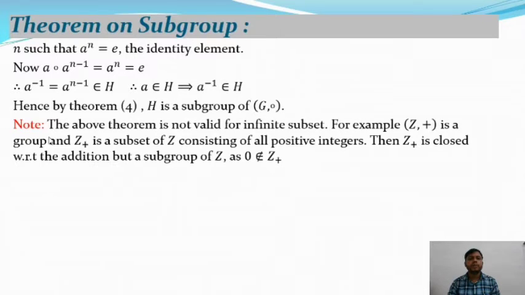So there is a note on the above theorem. The above theorem is not valid for an infinite subset. For example, Z is a group and Z plus is the subset of Z consisting of all positive integers. Then Z plus is closed with respect to addition, but it is not a subgroup of Z, as 0 does not belong to Z plus. So Z plus does not satisfy the closure property. Let us move on to the next theorem.